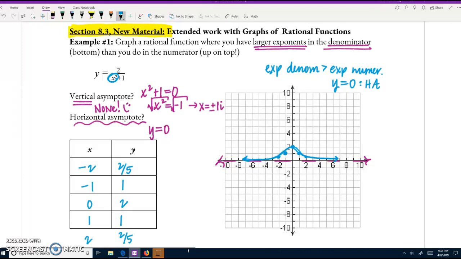So we're going to take a look at a few more cases. So check out the next video for your examples 2 and 3.